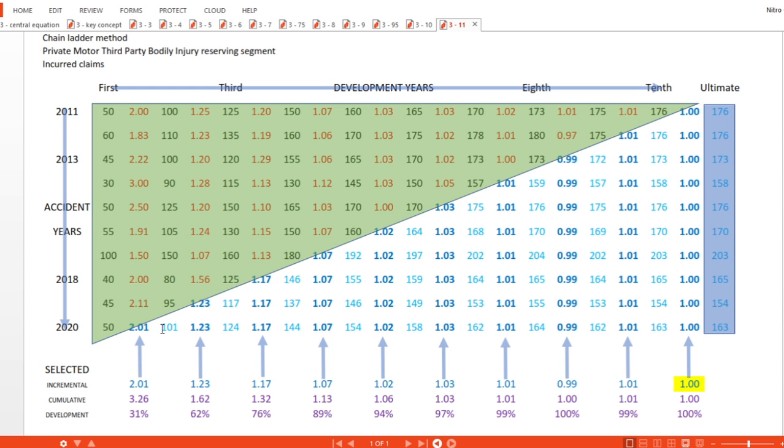And we can keep following these link ratios to the right for each accident year, completing the development to the end of the triangle, the 10th development year, and then using the tail factor to take us to the ultimate position where the policy life cycle is complete.